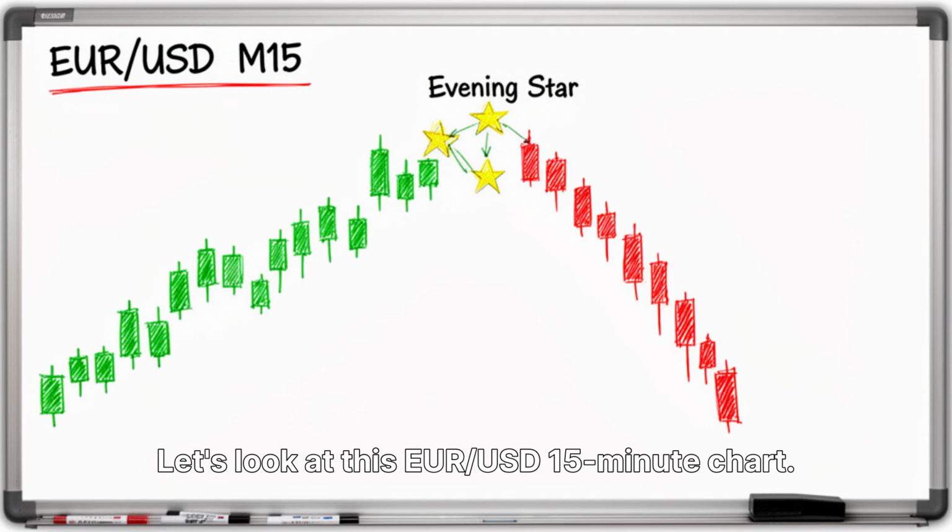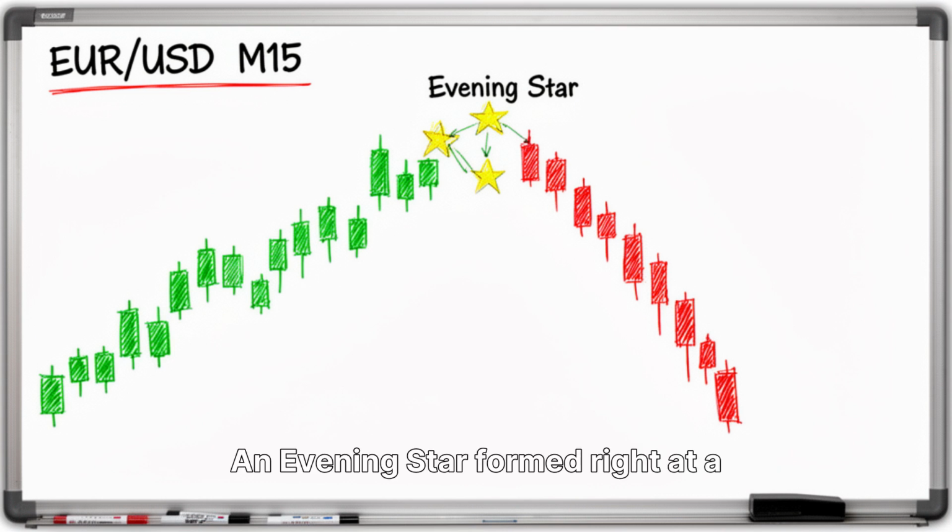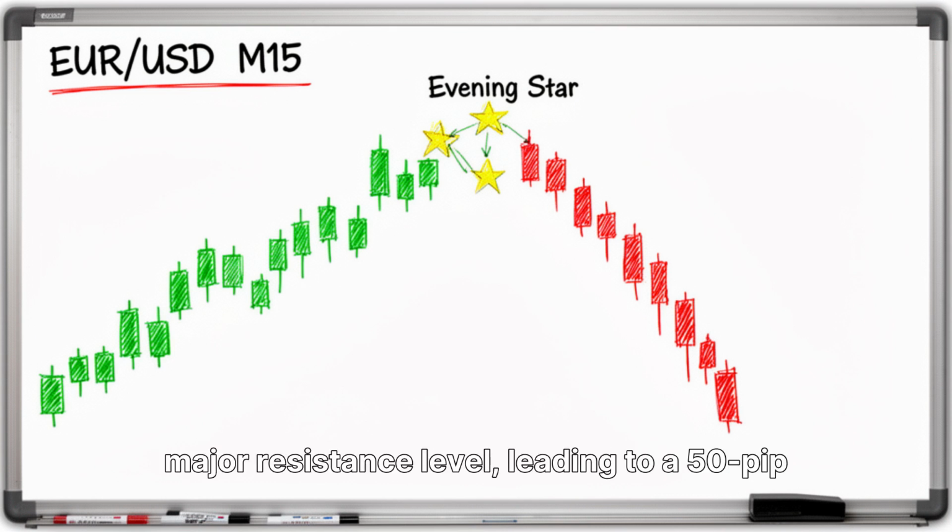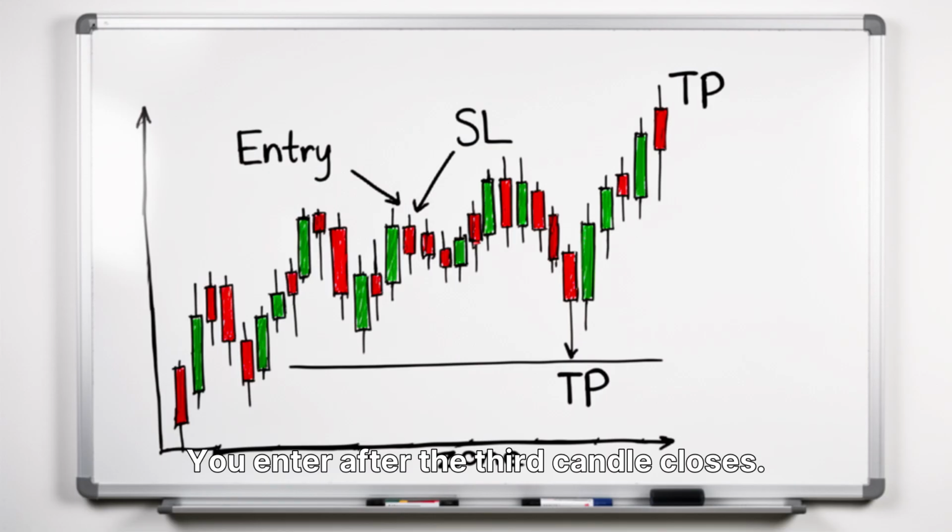Let's look at this EUR/USD 15-minute chart. An evening star formed right at a major resistance level, leading to a 50-pip drop. You enter after the third candle closes. Place your stop loss above the star and target the nearest support zone.